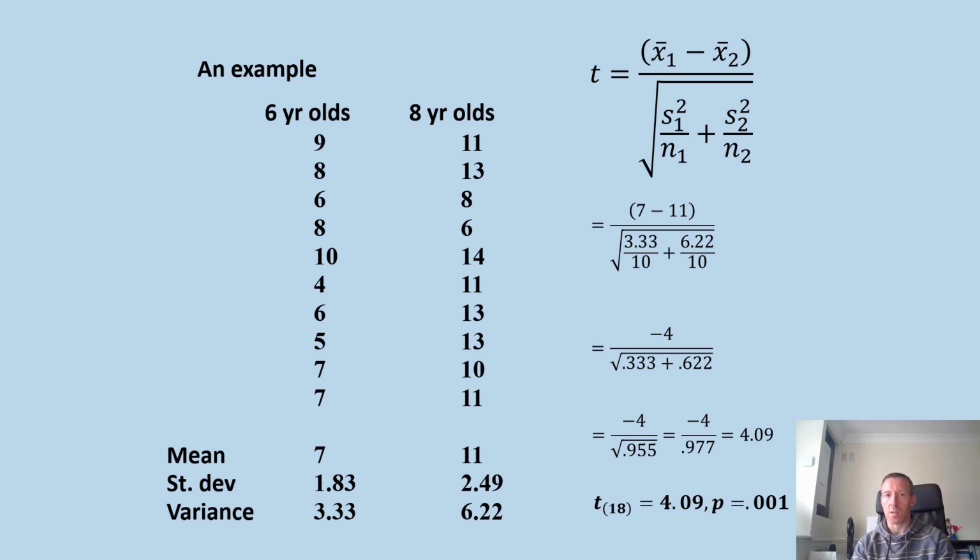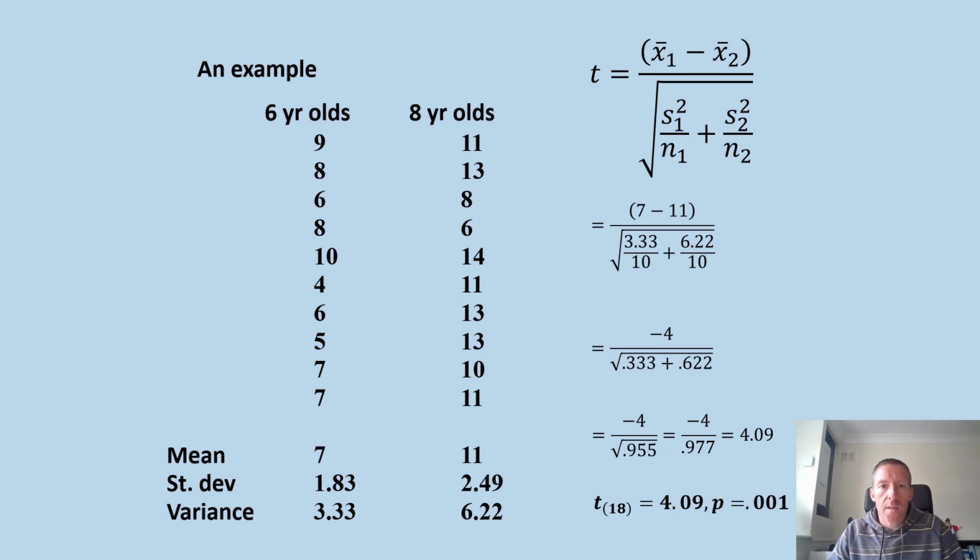So for example, let's pretend we're looking at differences in scores on a maths test between two age groups. A group of 6-year-olds has been given a maths test, and the same test has been given to a group of 8-year-olds. We're looking to see whether there's a significant difference between these two group means in terms of the scores.